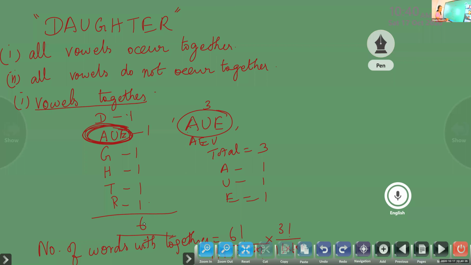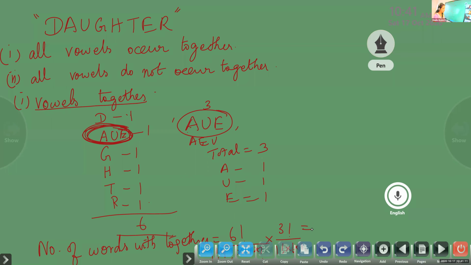So what is the total number of arrangements? 6 factorial by, each one is occurring only once, so 6 factorial by 1 factorial, 1 factorial, 1 factorial, into the arrangements of the collection of vowels. So 3 vowels are there, so this is a word made with 3 alphabets. Earlier we learned how to arrange Allahabad; same model only we are taking here. Total number of alphabets is 3. A occurs one time, U one time, E one time. So it is 6 factorial into 3 factorial.